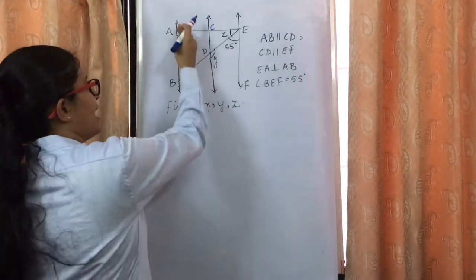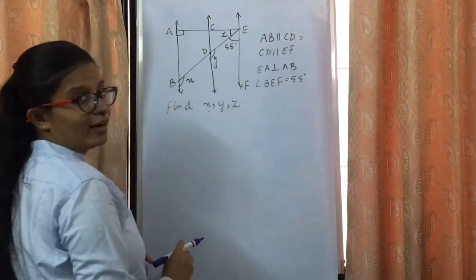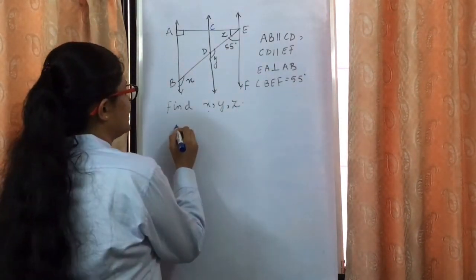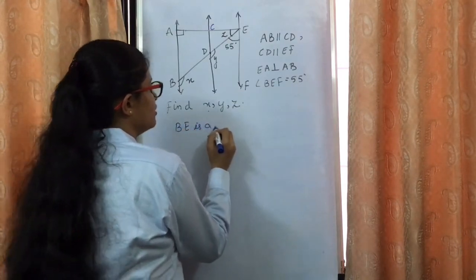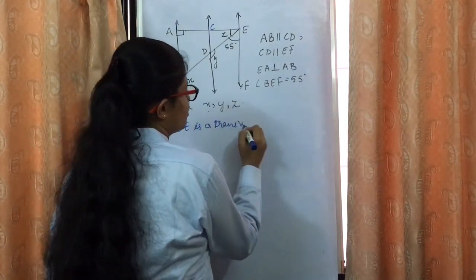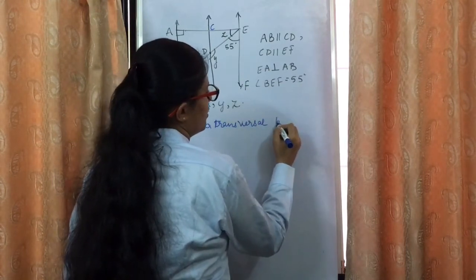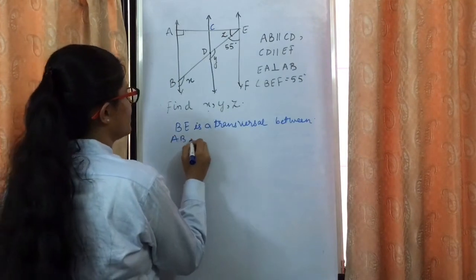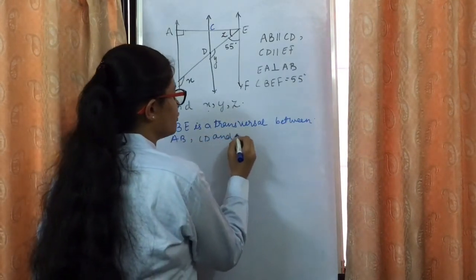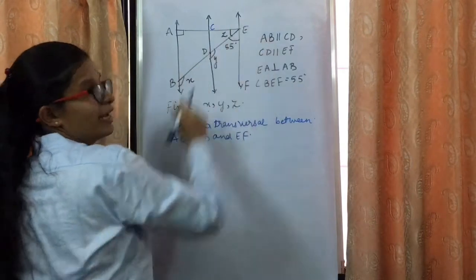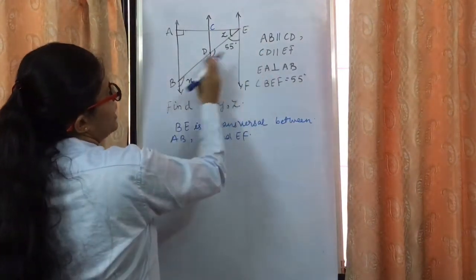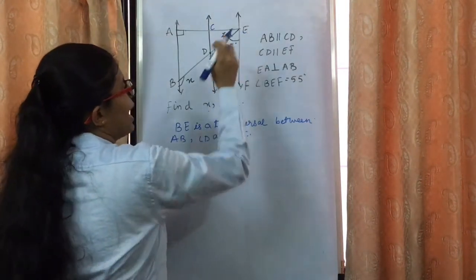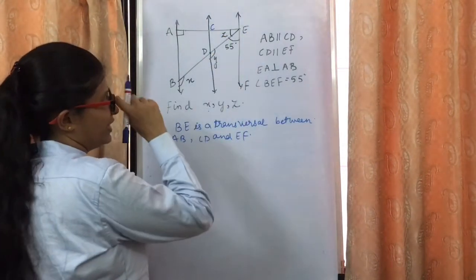So can we say that these three lines are parallel to each other and BE is nothing but the transversal? So we can write like that, BE is a transversal between AB, CD and EF. तीनों ही लाइन का ट्रांसवर्सल है. So if it is a transversal and these three lines are parallel to each other, so can we say angle Y plus angle 55 will give you 180 degree.